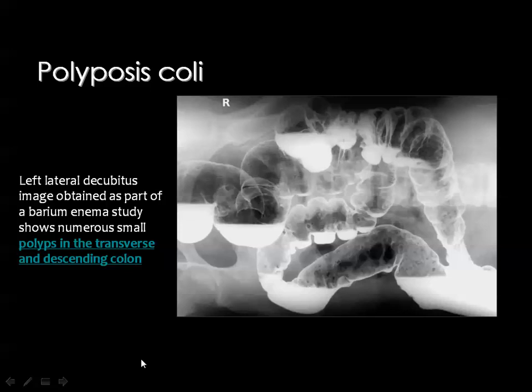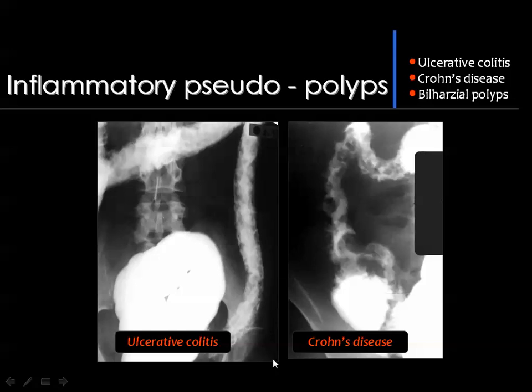And here is a colonic polyposis of whatever nature. You see multiple filling defects or small polyps in the descending colon as well as in the transverse colon. As I have said, you need the help of endoscopy for the diagnosis.